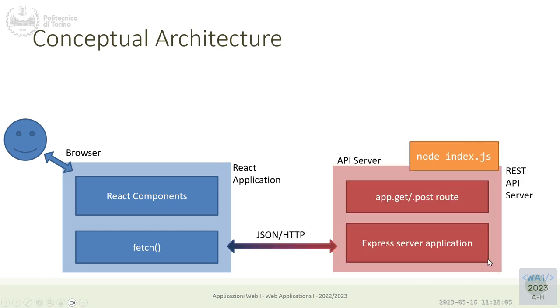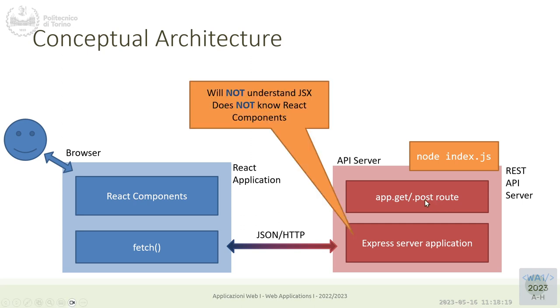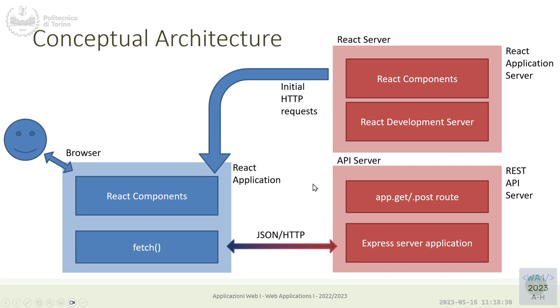In fact, we have another server, an API server, which is the endpoint of these fetches that we implement using Express by defining the API routes. We already have it. Of course, this Express application does not understand JSX and is not able to serve React applications. So we need both of them.